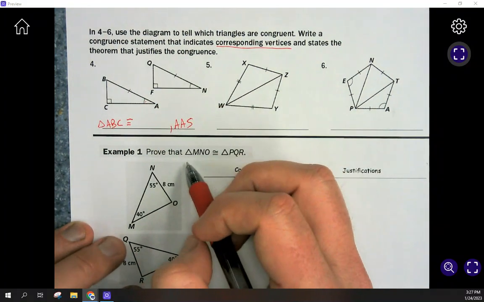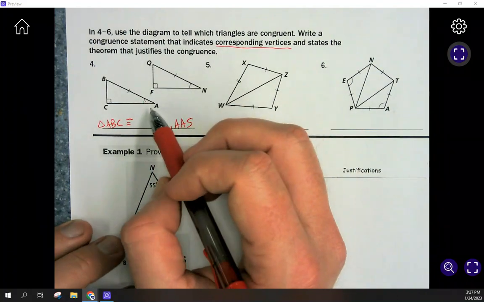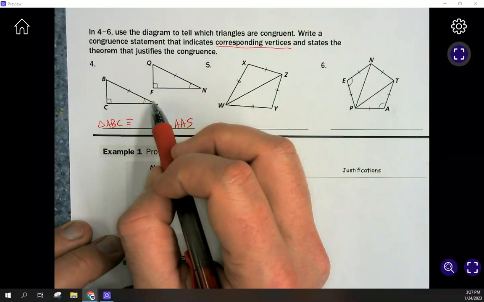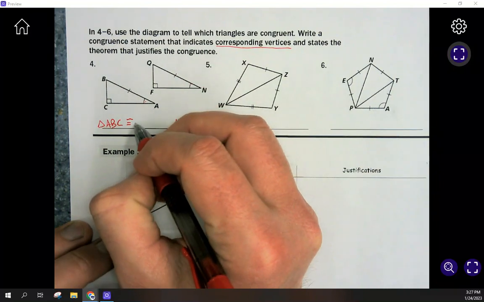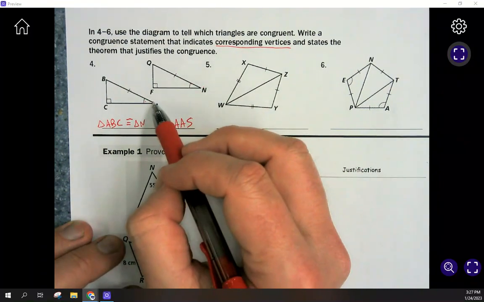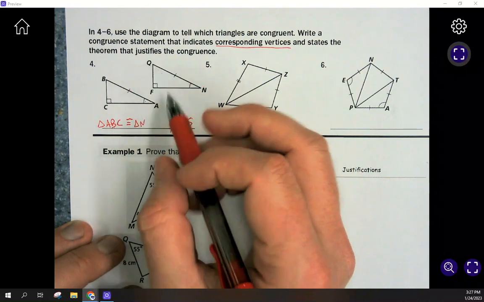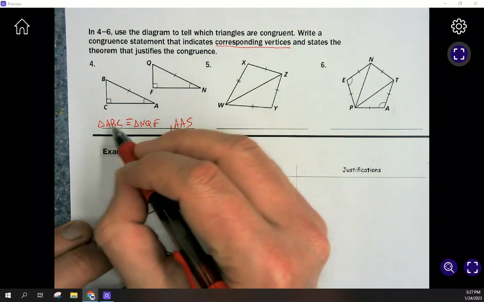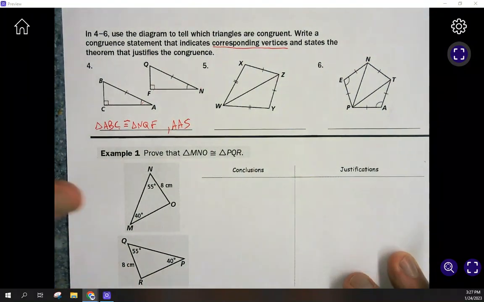Triangle ABC is congruent to, and now you can't grab random letters. You have to put the matching corresponding parts in the same position. So A matches N, so I have to put N first. B matches Q, and then C matches F. So the order does matter.